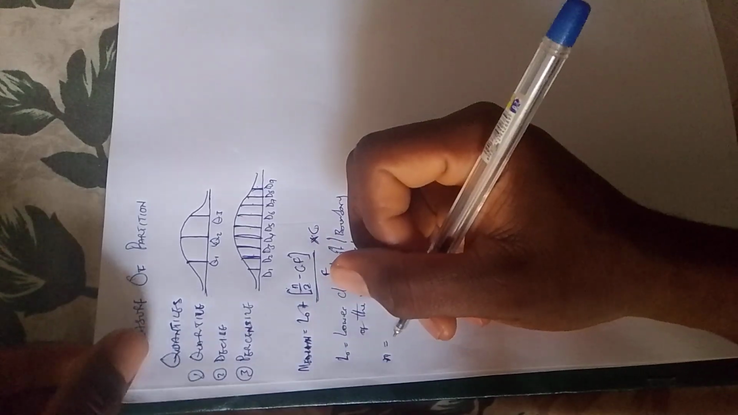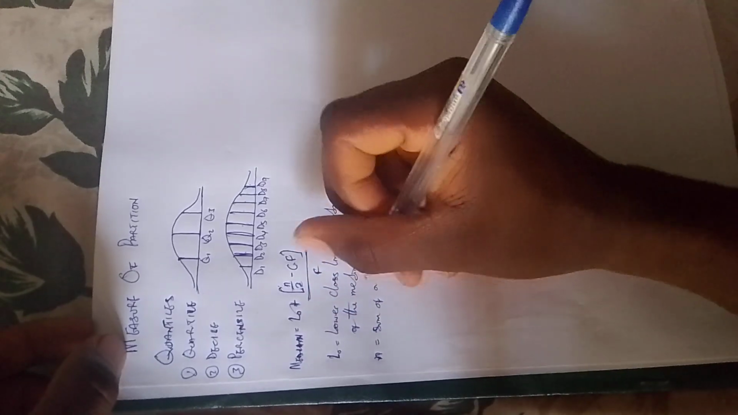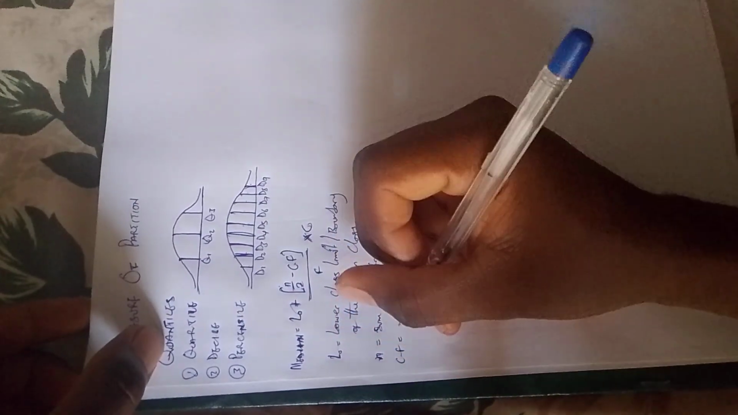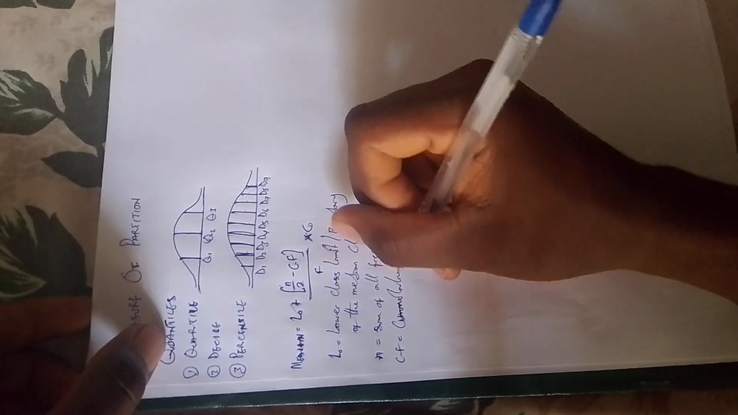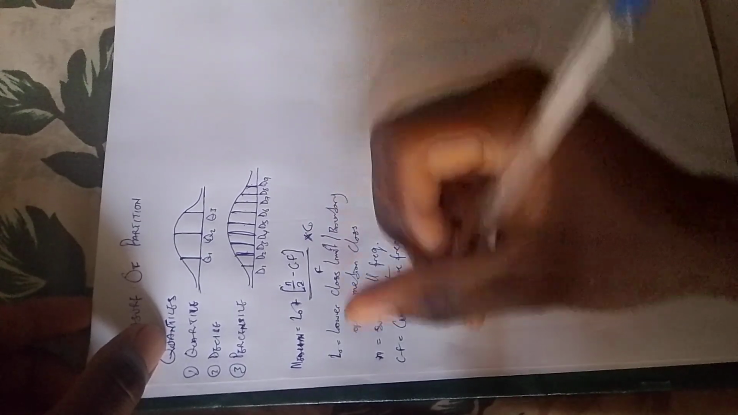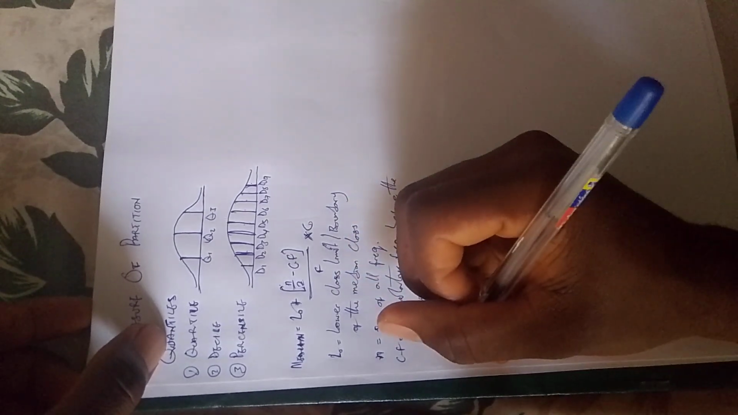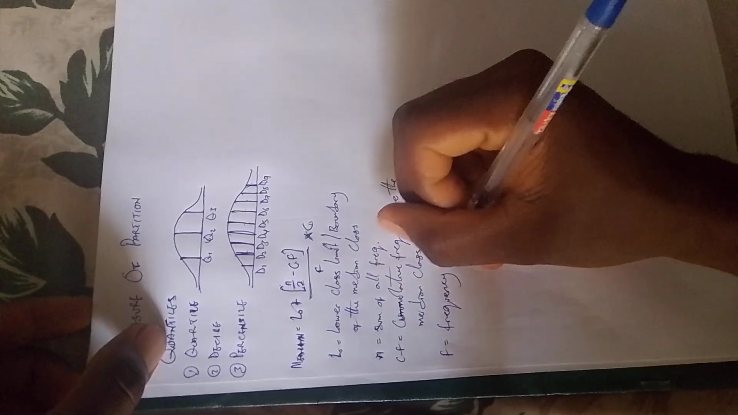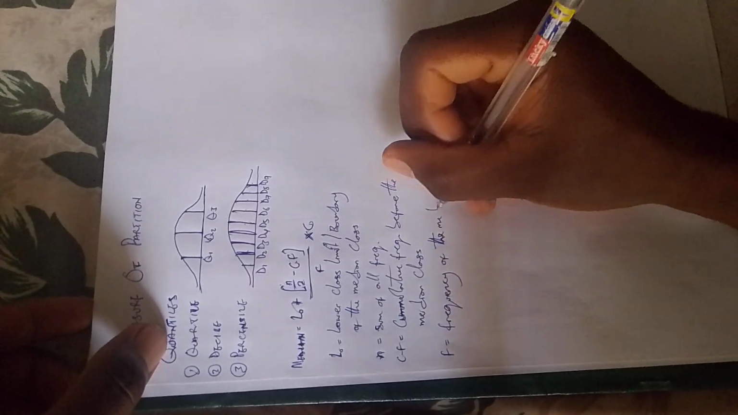Your n is the sum of all frequencies. Your cf is the cumulative frequency before the median class, right? Now your f is the frequency of the median class.